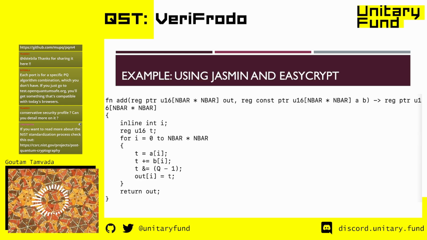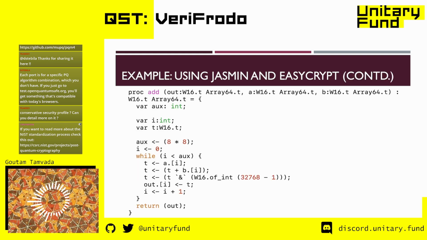And here, let's work through a small example of that. Here's a function in Jasmin that takes two input arrays of 16-bit unsigned integers, adds the arrays element by element, performs a modular reduction, and then outputs the resulting array. This is what the Jasmin code looks like. Relatively simple, it's not too bad. This is the equivalent EasyCrypt code that is automatically produced by the Jasmin compiler.